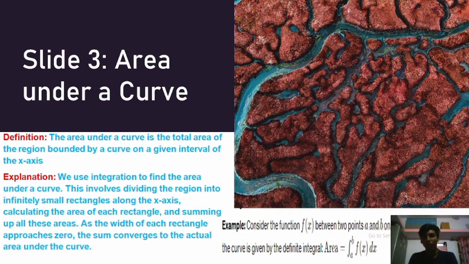curve. Example: consider the function f(x) between the two points a and b on the x-axis. The area under the curve is given by the definite integral: area equals the integral from a to b of f(x) dx.